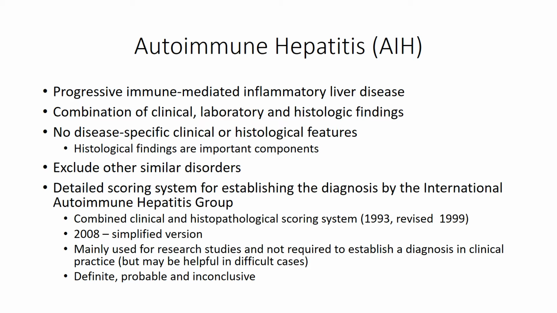In 1993, an international group called the IAHG came up with a clinical and histological scoring system. They revised this to become easier to follow in 1999. And finally, in 2008, they came up with a simplified version of the scoring system for autoimmune hepatitis. Depending on the score, there is a definite category. I won't bore you with that. Probable and inconclusive. So the lower the score, the less likely it is to be an autoimmune hepatitis.